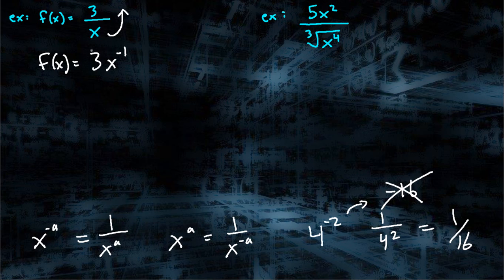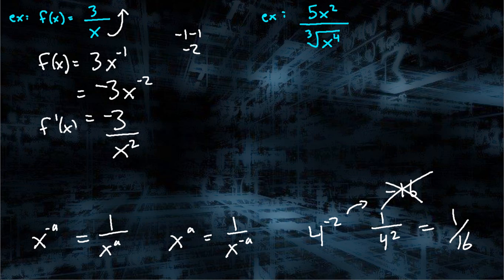Now we are ready to apply our power rule. So we're going to get negative 3x. Now I'm decreasing this exponent by 1. Well, negative 1 minus 1 is negative 2. So I have a negative 2 right there. So I'm going to have negative 3 over x squared. And that is going to be my derivative. That is my f prime of x.